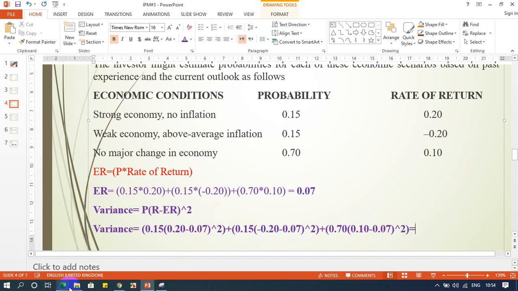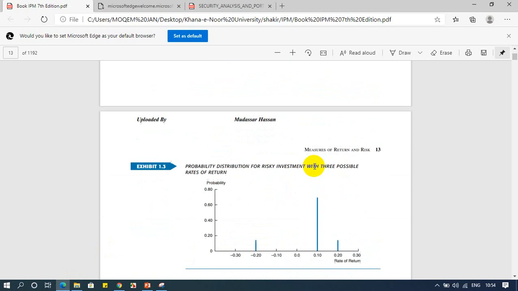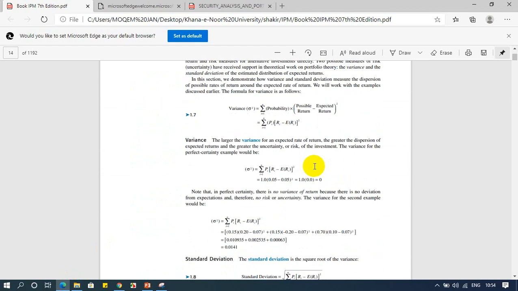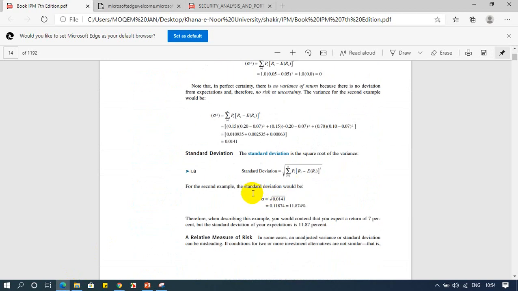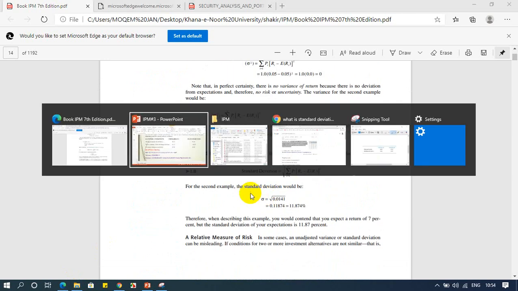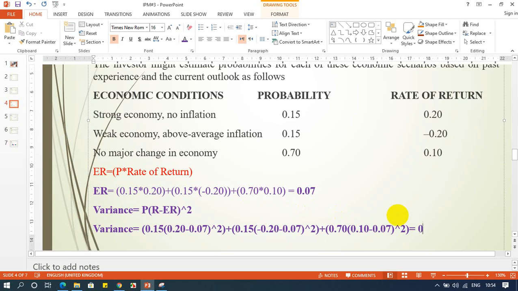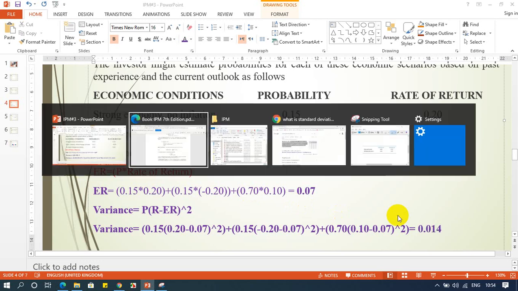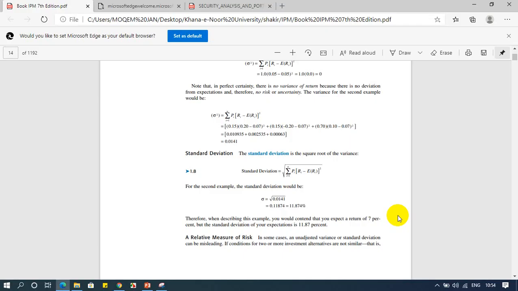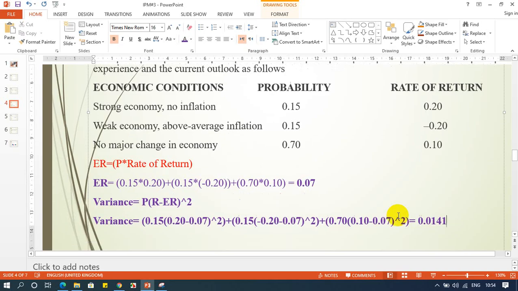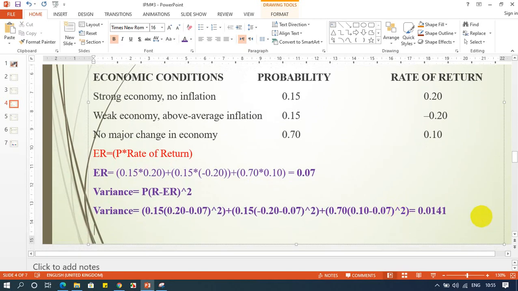If I calculate the variance for that question, it is equal to 0.014. This is how we get the result of the variance. So what is the standard deviation for that? Standard deviation is equal to what?